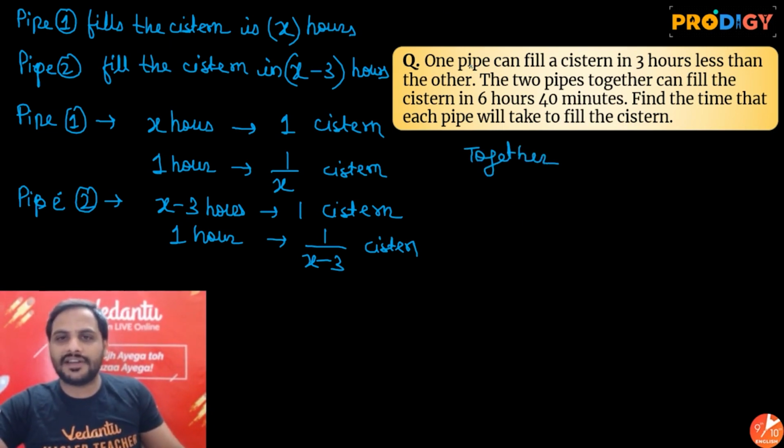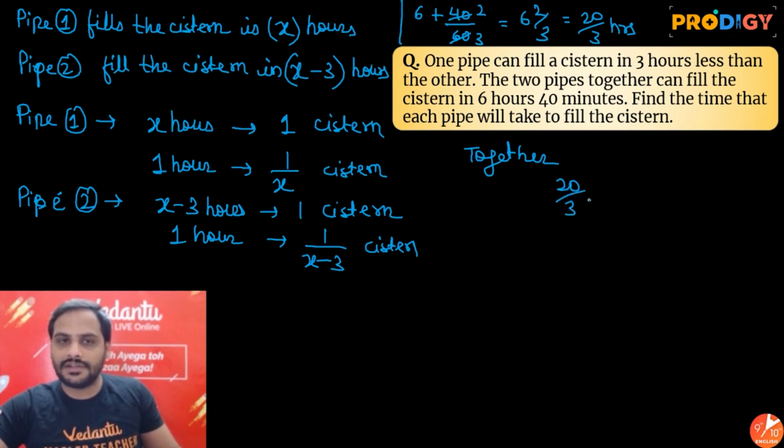6 hours 40 minutes. Here 6 hours 40 minutes I can write as 6 and 40 by 60, which means what? 2 by 3. So it is 6 2 by 3, 3 6s are 18 plus 2, 20 by 3. 20 by 3 hours. Okay, this is the conversion of time. So together when they are working, in 20 by 3 hours, they fill one cistern completely.